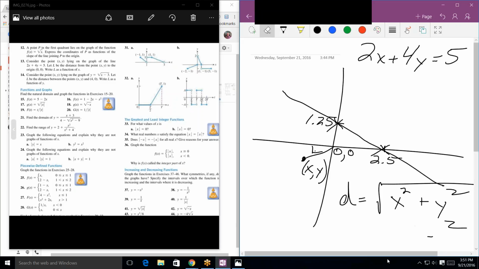Okay, so we have L as the distance, and we have it right now as a function of x and y. Well, they want it as a function of x. So what if we go back up here and we solve this thing for y, and then we use substitution? Well, what's y? What's 4y equal to?